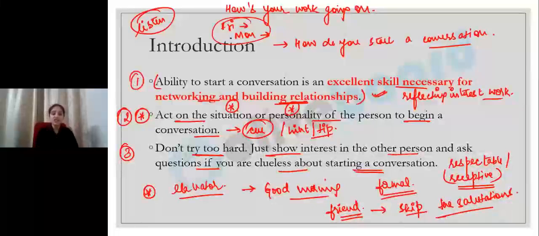The kind of relationships that you build, be it personal relationships or professional relationships, will definitely have an effect on your future. So the ability to start a conversation will play an important part, be it in your career, in your professional life, or in your personal life. So I hope the first 3 points of the introduction are clear, and that why starting a conversation can act in your favor is clear in your minds.